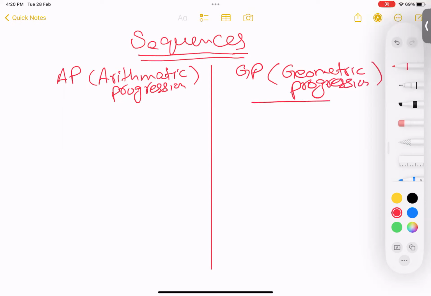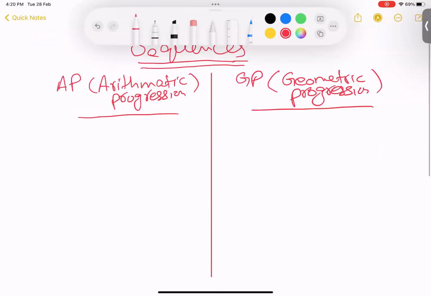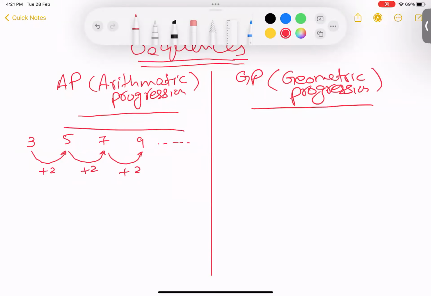Okay, so let's try to discuss these concepts. Before I start, I tell you one thing. If we talk about AP, I'll give you 2 or 3 examples. Let's say 3. If you add a fixed number, like 2, I get 5. If you add 2 again, I get 7. If you add your fixed number 2 again, you get 9. So this is called arithmetic progression. So 3, 5, 7, 9 is called arithmetic progression, in short form, AP.